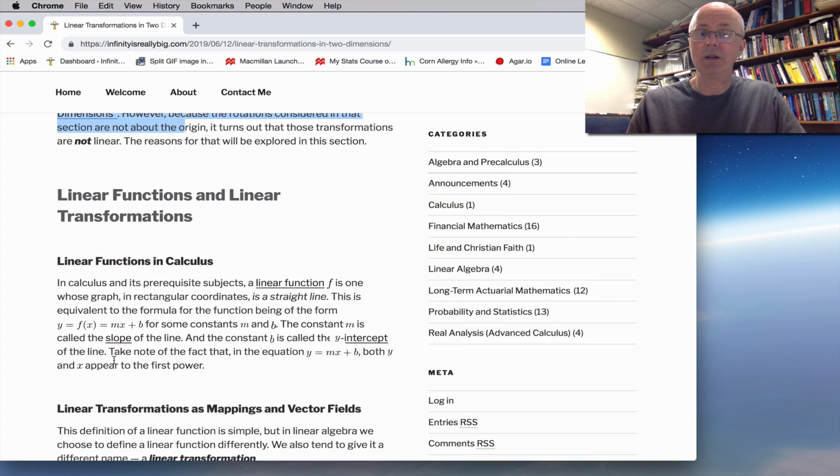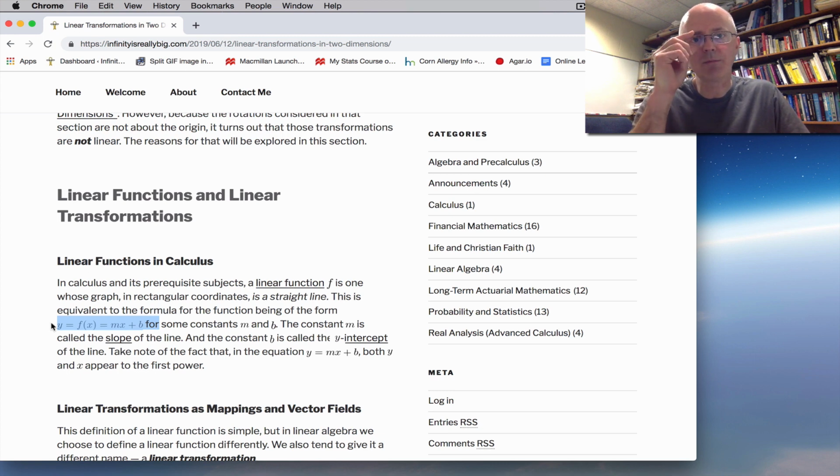Before we get into linear transformations, we should review something you should already know from algebra or pre-calculus or calculus, and that is what is a linear function in those classes. It's a function of the form y equals f of x equals mx plus b, where m is the slope and b is the y-intercept. Its graph in rectangular coordinates is a straight line. It's a linear function in those classes.